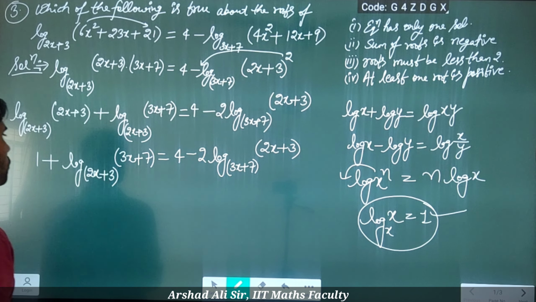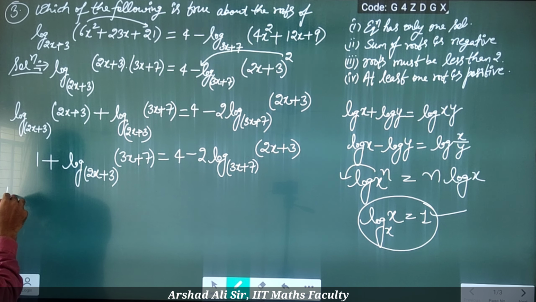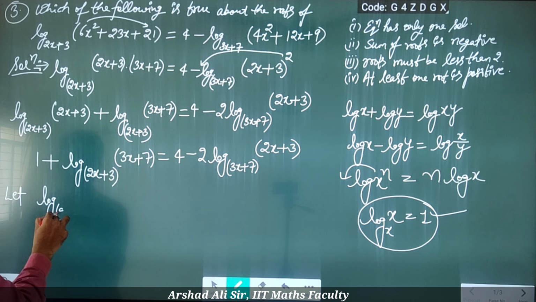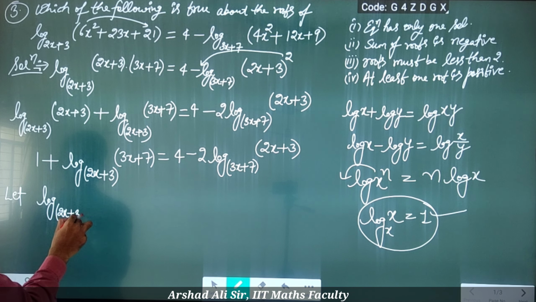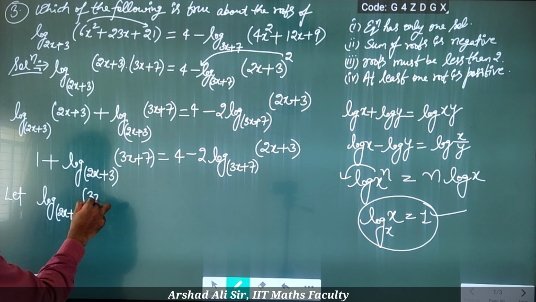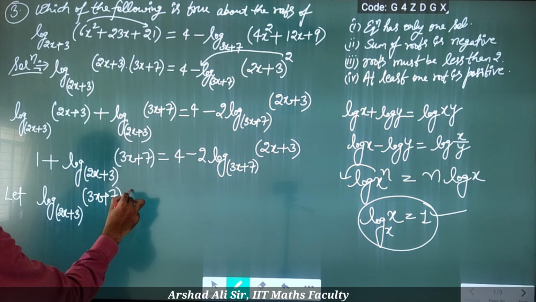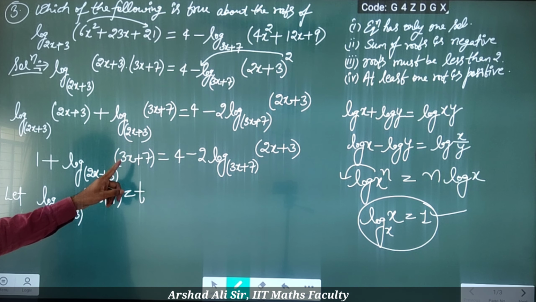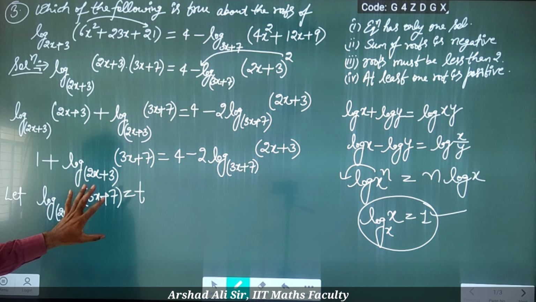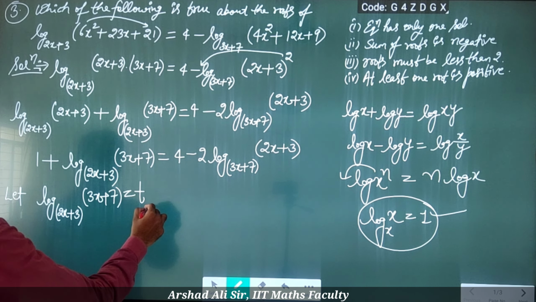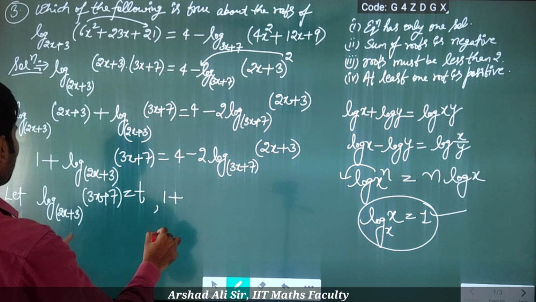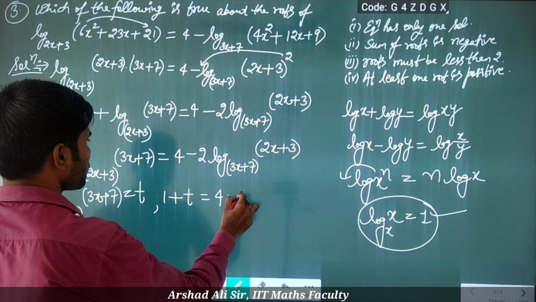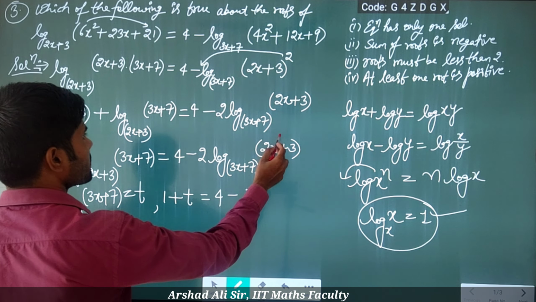Okay student, now do one thing, let log base (2x plus 3) of (3x plus 7) be equal to t. Instead of this term we can take t, so it will be 1 plus t is equal to 4 minus, now think about this one term.